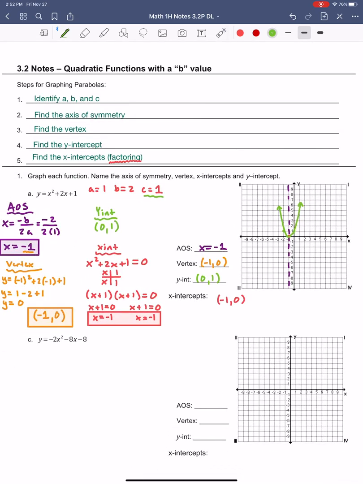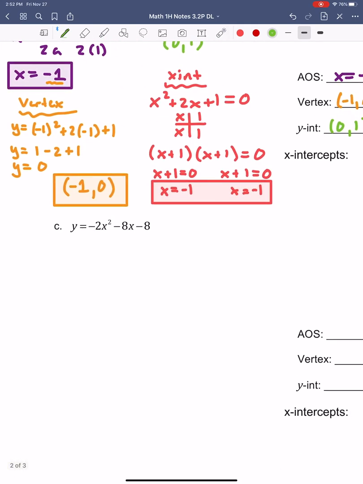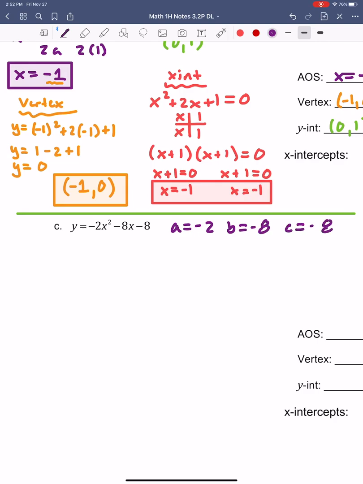All right, if you didn't totally get it there, see if you can pick it up here. We'll go ahead and start the same as we always do. I'm going to start by identifying A, B, and C. So for this problem, we've got A is equal to -2, B is equal to -8, and C is also equal to -8. Obviously for this one, A is a negative number, so we should expect an upside down parabola.